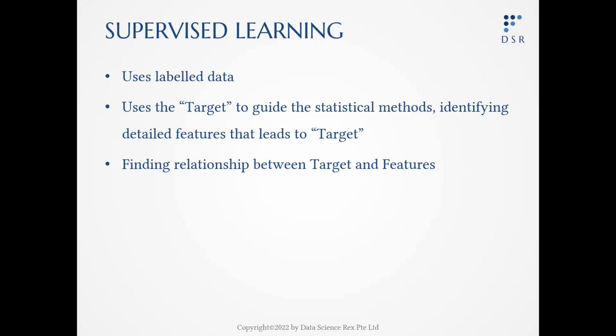So supervised learning actually uses labeled data. And what happens is that the target or the outcome will guide the statistical methods like regression or decision tree to identify detailed features that can lead to a particular outcome. Like what are the features that will lead to no default? What are the features that will lead to default? So you are actually finding the relationship between target and features.